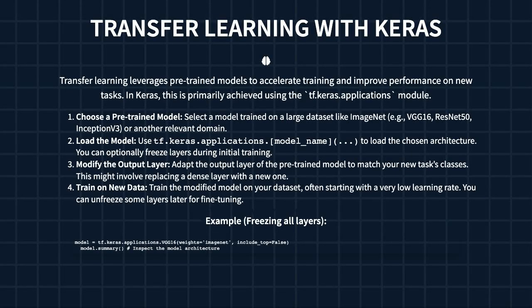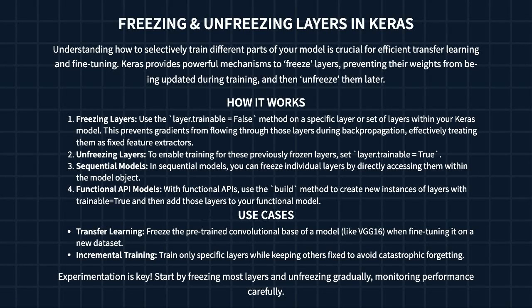Okay, let's talk about transfer learning in Keras. It's a really powerful technique. Basically, instead of training a neural network from scratch, we use a model that's already been trained on a huge dataset like ImageNet. This saves us tons of time and often leads to better results because the pre-trained model has learned general features. You load this model using tf.keras.applications. Just pick your favorite architecture. Then, you modify the output layer to match what you're trying to predict with your new data. Often, you'll start by freezing all the layers of the pre-trained model so it doesn't change drastically during initial training. You train only on your specific dataset, and then, if needed, you can unfreeze some layers towards the end for fine-tuning.